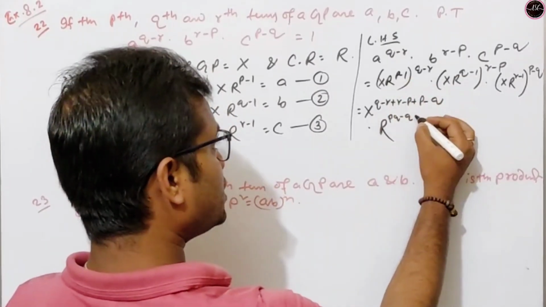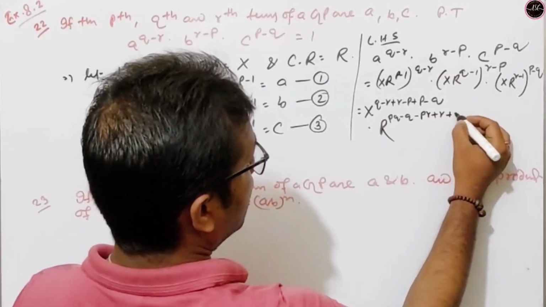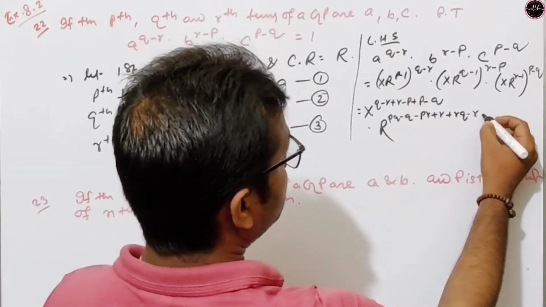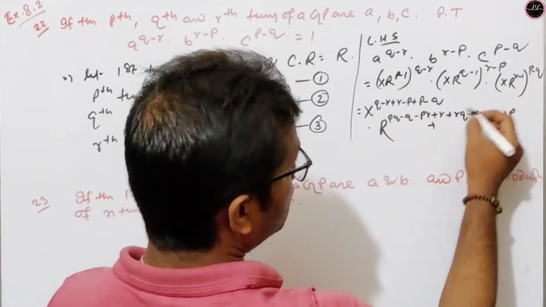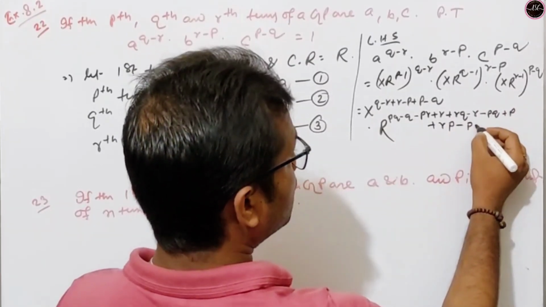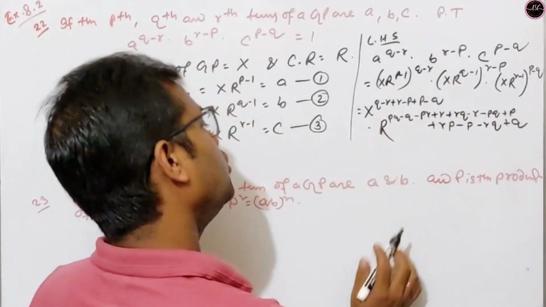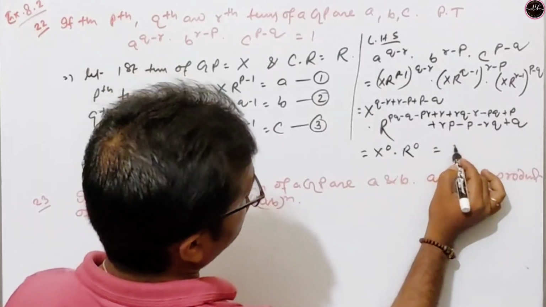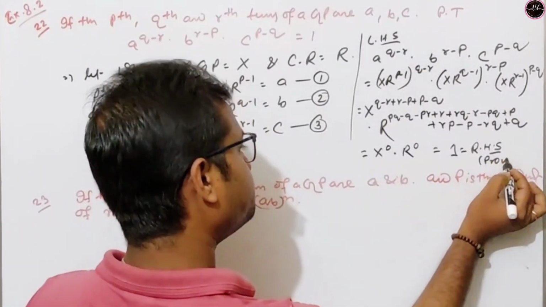pq minus q minus pr plus r plus rq minus r minus pq plus p plus rp minus p minus rq, and this all will be cancelled. So there will be A to the power 0 and R to the power 0, so it equals 1, which equals RHS.